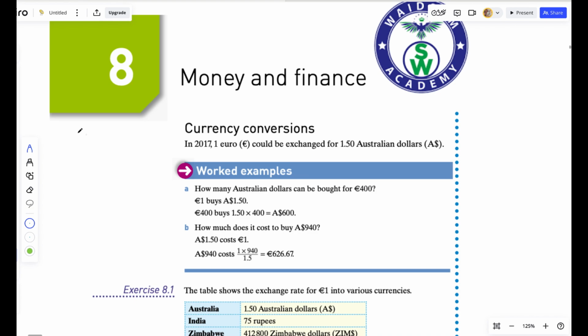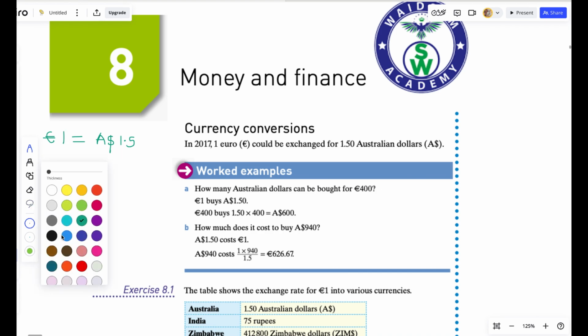When you're doing this type of math, you first of all write the first logic. 1 euro, what they gave us, is equal to that first unit value, 1.5 Australian dollars. You can put euro here and dollar on top, and then the value for euro you write here, and the value for dollar you write here. Let's choose another color, one that is more conspicuous.